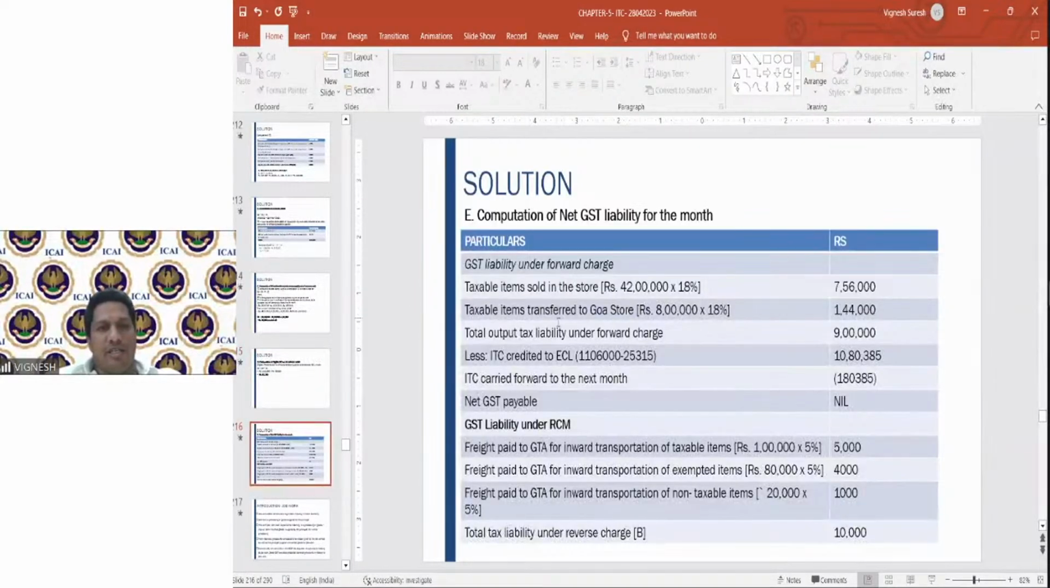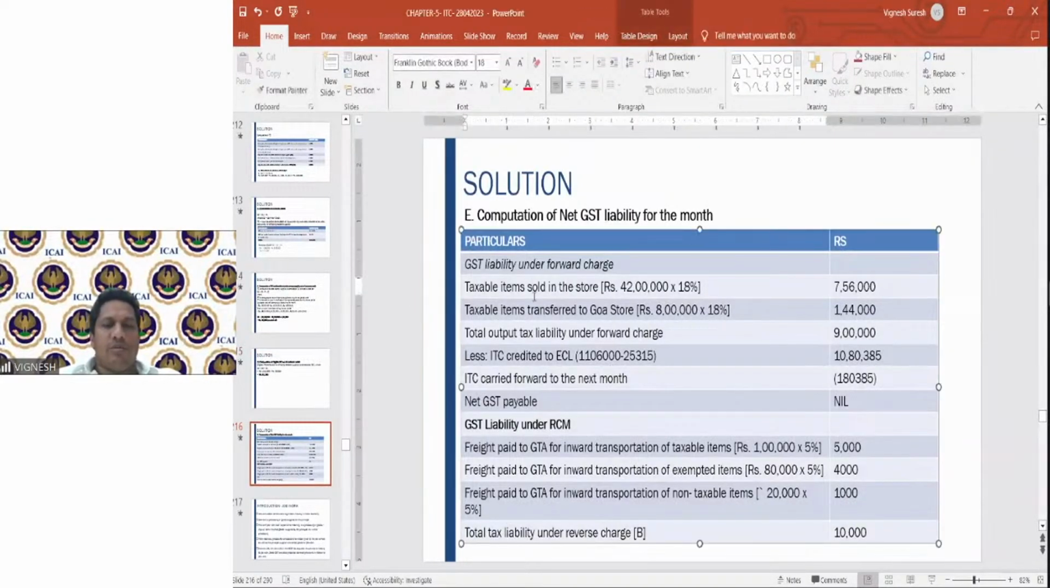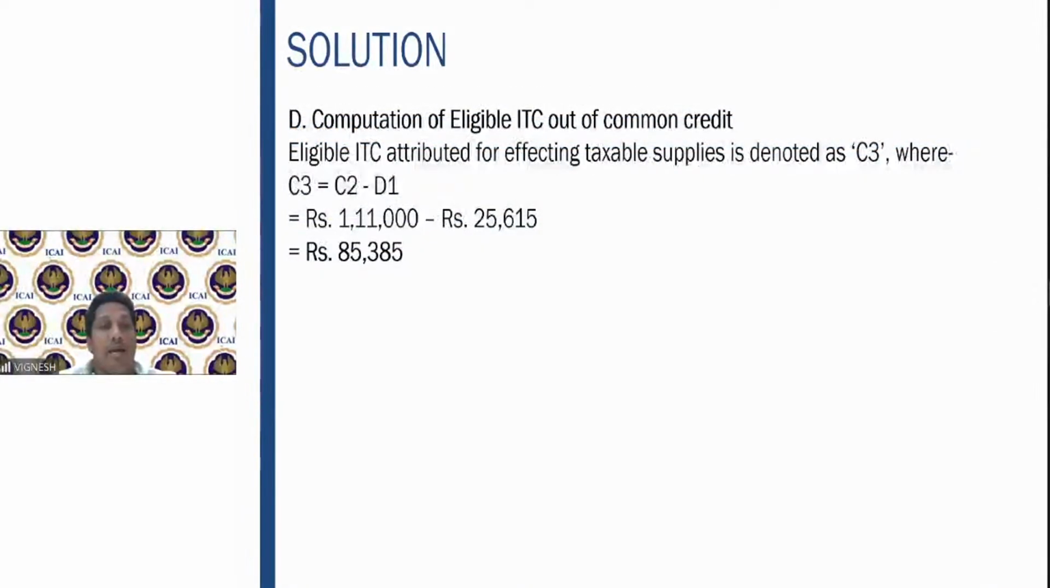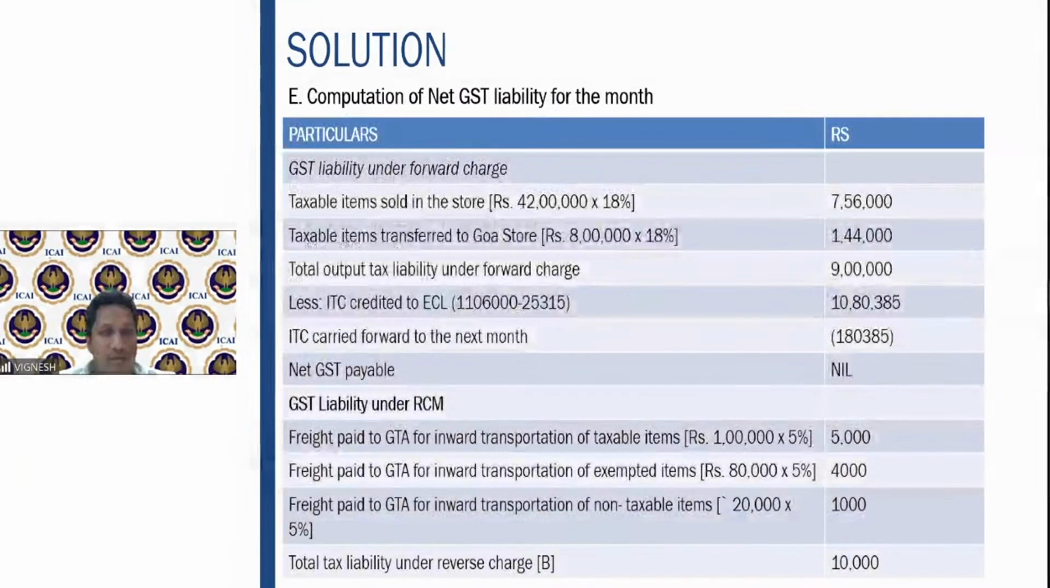Now you come to the net GST liability. How do you work out this? Taxable value sold in the store 42 lakhs into 18%, 7.56. Taxable items transferred to Goa. This you have to take the open market value of supply, which is 8 lakhs into 18%, which is 1,44,000. Total output tax liability under forward charge is 9 lakhs. What is the ITC credited to electronic ledger? We have already seen 11,06,000 minus 25,615. 25,615 you have to remove from the ITC credited to the credit ledger, which is 1,080,385.